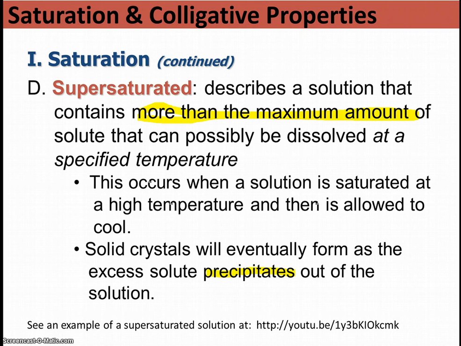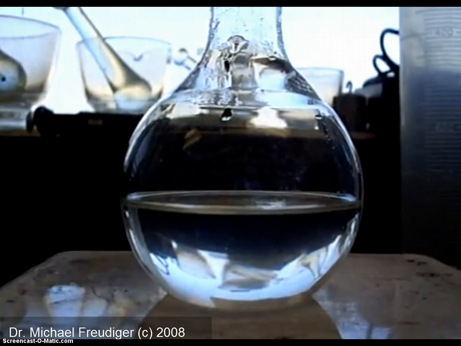And we're going to look at a picture of that right here. In this YouTube posting by Dr. Freudiger, he's showing a supersaturated solution of sodium acetate. This is also called hot ice because, as you'll see in a minute, the crystal that's formed looks like ice, but if you were to feel this flask, it would be very hot to the touch.